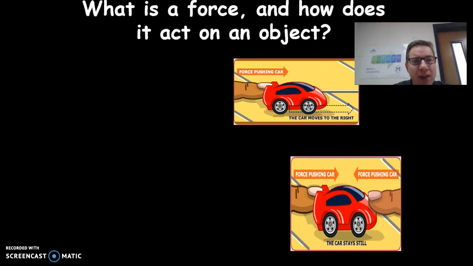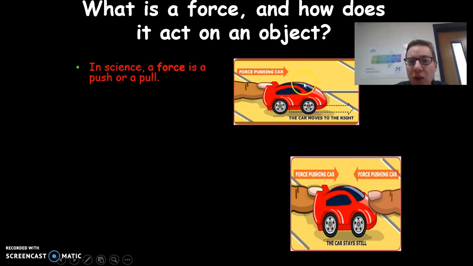Alright, so what I have here is a couple cars, and we're going to talk about the next section, which is, what is force, how does it act on an object? Okay. And the first thing you need to know is what force is. Force is a push or a pull. So these two cars, coming back to them, if I'm pushing it, I'm putting a force on it to cause it to move to the right or move forward.